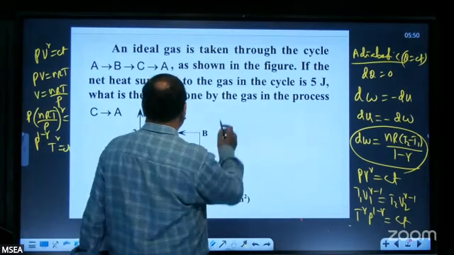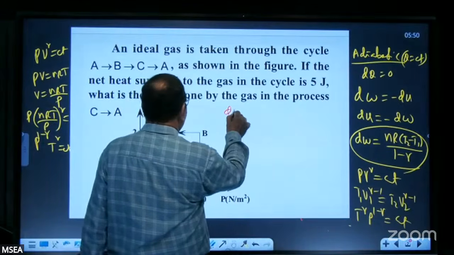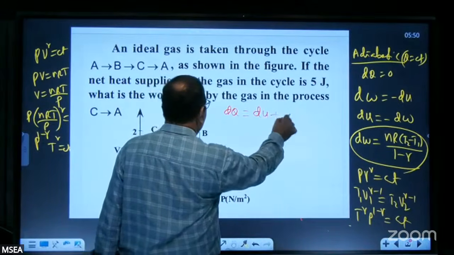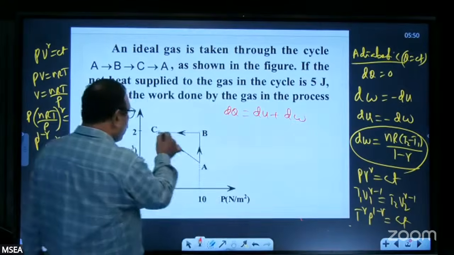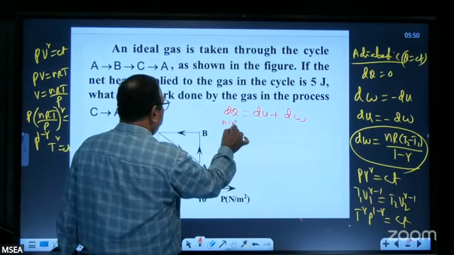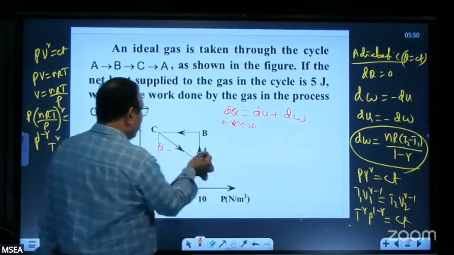So now let us come to this question. dQ is equal to dU plus dW. This total means A to B, B to C, C to A. It is a cyclic process.